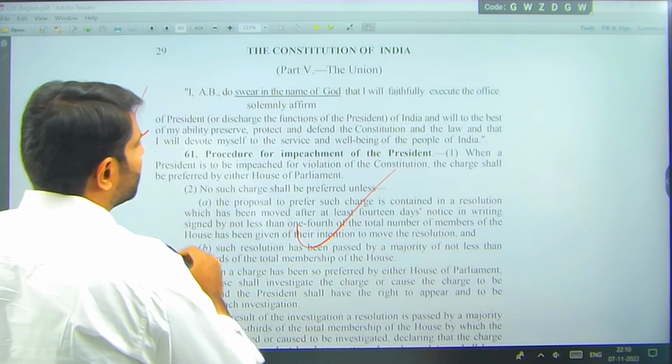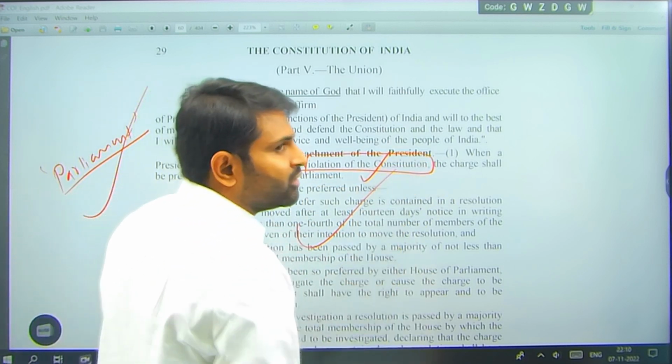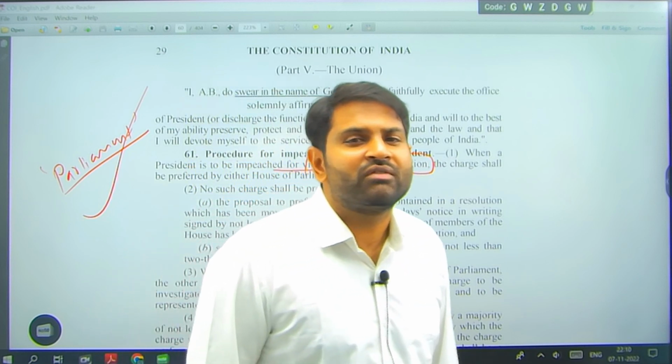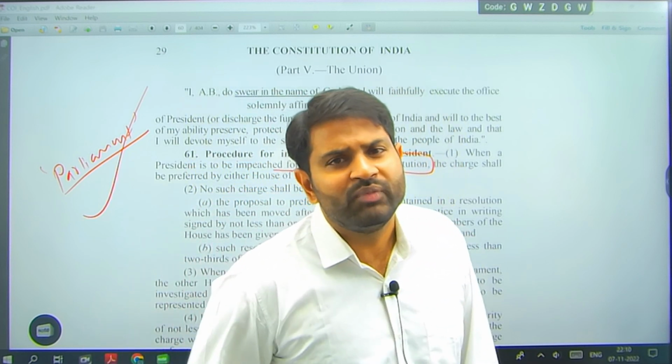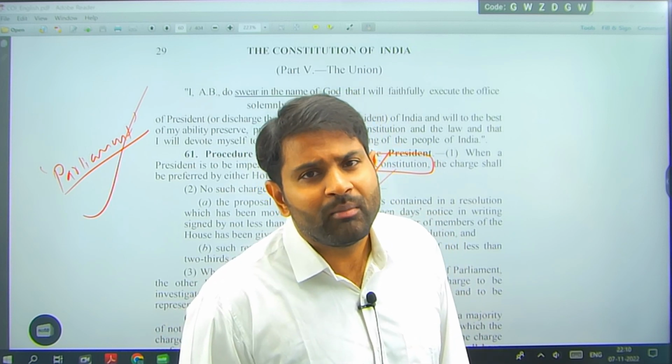Right? What is the ground? That is violation of constitution. You cannot remove him for misbehavior. You can only remove him for violation of constitution. If he is violating constitution, then president can be removed from that particular post. Who can remove that? Parliament can do that.